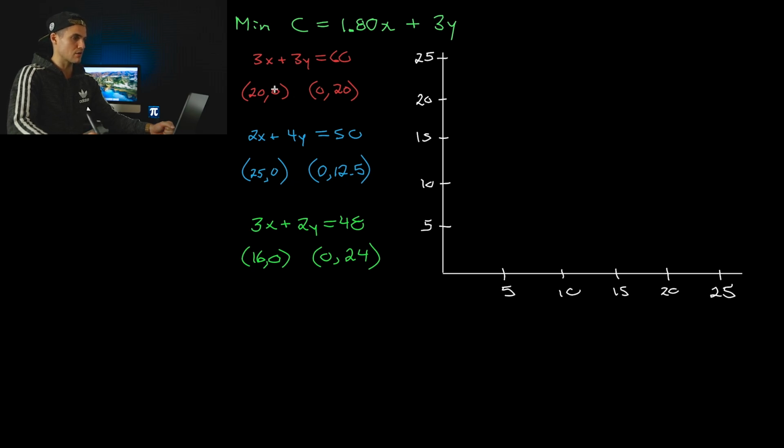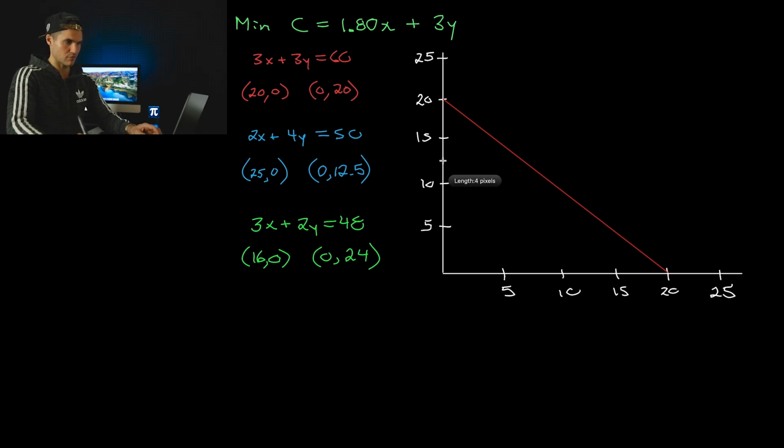So let's start off with this first line. So this first line has x and y intercepts of 20. So we're going to start right here, 20. Moving on to this next line, the blue line. So we have an x-intercept of 25 and a y-intercept of 12.5. So the y-intercept is 12.5, which is right in the middle here, and then 25. That's going to be all the way out there.